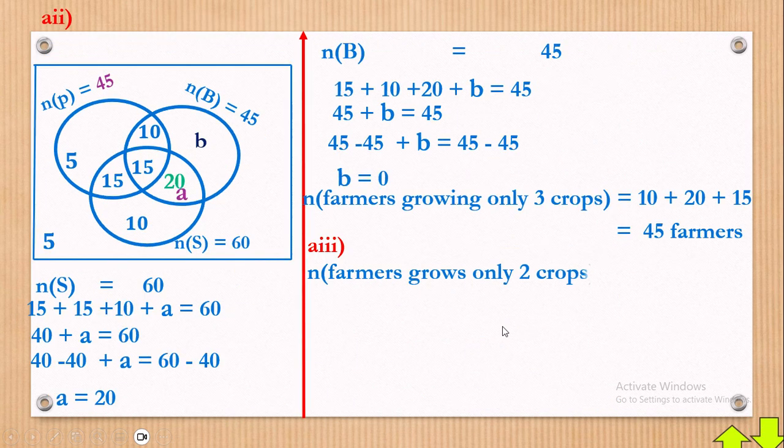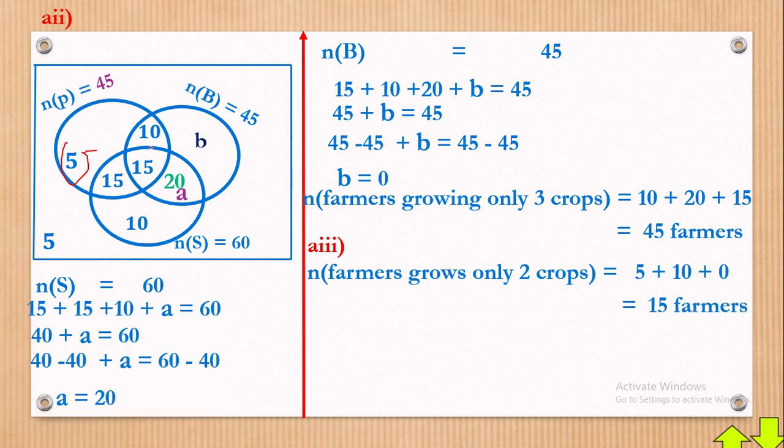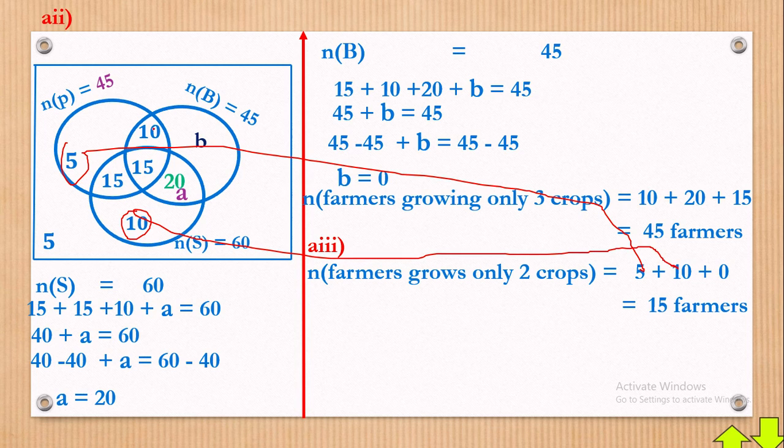Okay, the number of farmers who grow only 2 crops will be, as explained before, we add this 10 which we have there, and remember, plus this value of B, but the value of B was equal to 0, which you have right there as our 0, and that will give us 15 farmers. But remember they want a chance, which is a probability, and the chance means 15 over the number in the universe, which is 80.